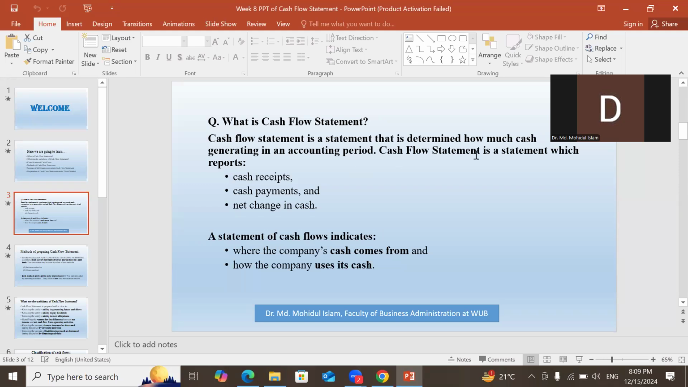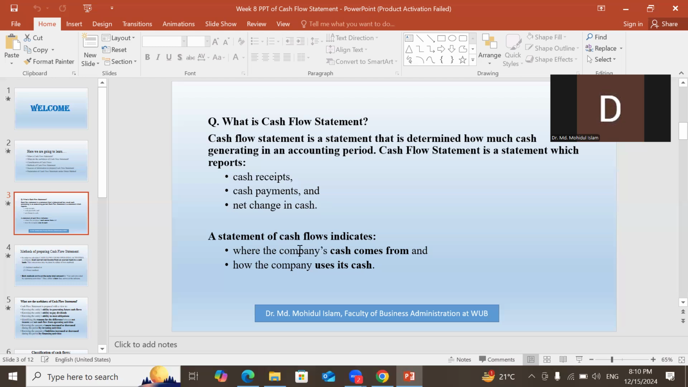The cash flow statement reports three angles: cash receipts, how much cash was received in this year; cash payments, how much cash was paid in this year; and finally, net sales in cash. Basically, cash in and cash out, and you determine the balance, how much change there is at the end of the year. This is the cash flow statement.